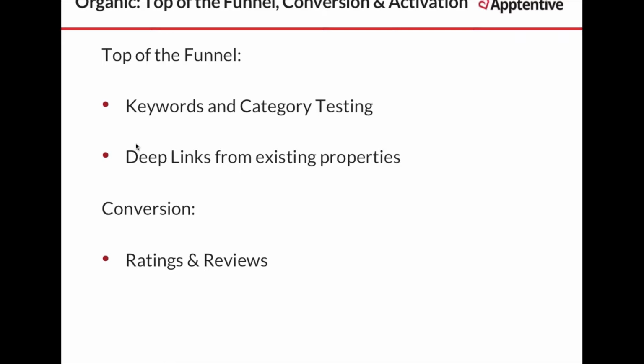The descriptions and the screenshots absolutely are contributors to conversion, but more often than not, those descriptions and screenshots are places where you should be testing and optimizing along with your keywords and category testing. That sort of should be in that portfolio behavior. But the ratings and reviews, you have to actually influence your customers.